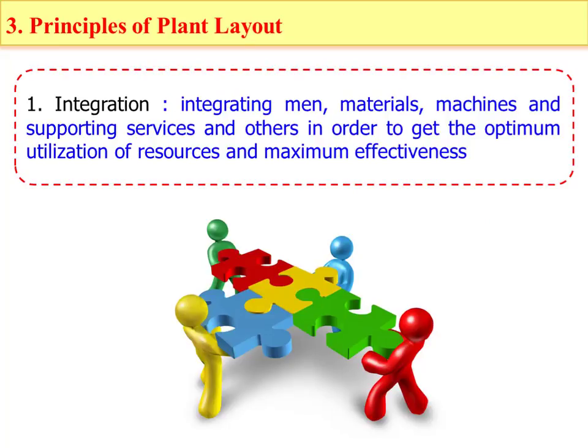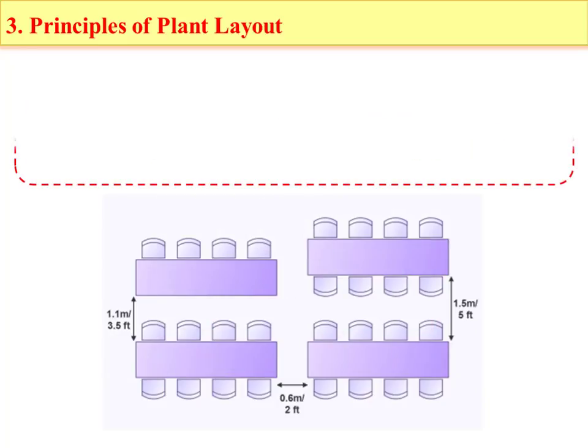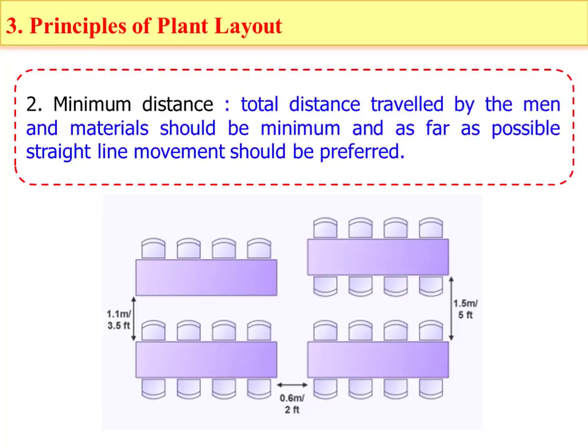3. Principle of plant layout. There are 6 principles. First, integration. Integrating man, material, machine, supporting services and others in order to get the optimum utilization of resources and maximum effectiveness. Second, minimum distance. The total distance traveled by the man and materials should be minimum, and as far as possible, straight line movement should be preferred.